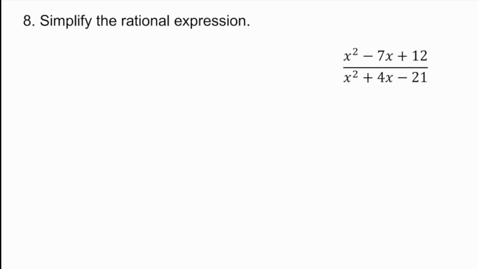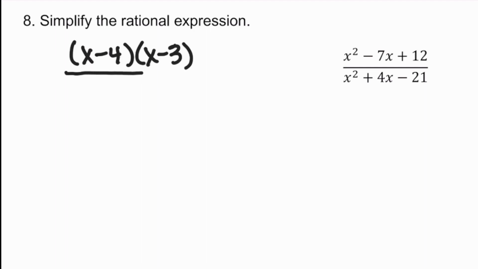Alright, for simplify the rational expression, that's where we're going to look to factor this thing and cancel off anything we can. So I'm thinking to myself, I'm going to try to factor the numerator. So what two numbers multiply to 12 while adding to negative 7? That would be negative 4 and negative 3. So I've got x minus 4 times x minus 3.